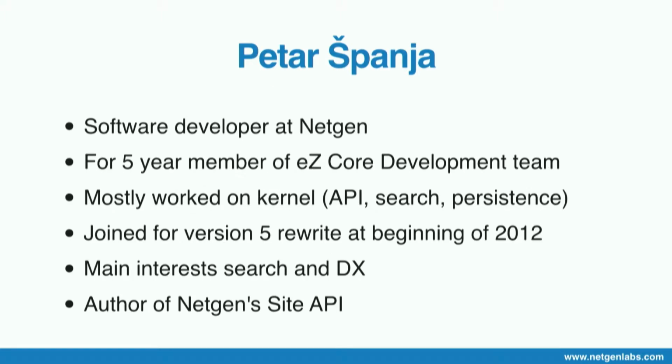My name is Petar. I'm from NetGen. And a few important pieces of information about me. For 5 years, I was a member of the eZ core development team. I joined at the beginning of 2012 for the version 5 rewrite. And for the next 5 years, I worked on it, mostly on the eZ Publish kernel repo, so repository API, search, field types, persistence, and stuff like that. My main interests today are search and developer experience. And I'm also the author of the Site API that we will look into today.